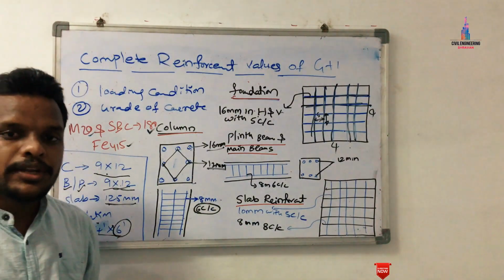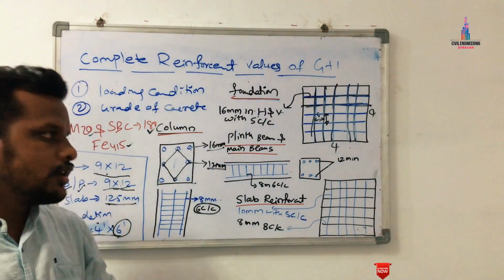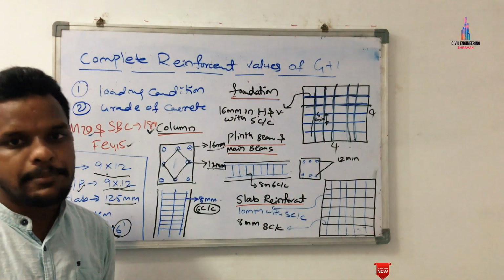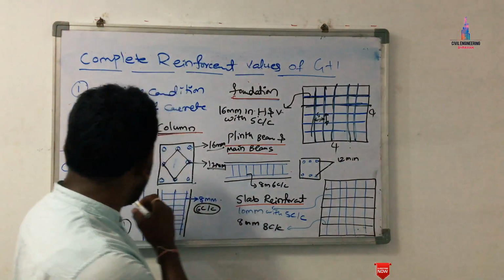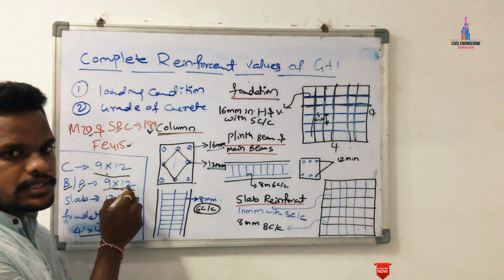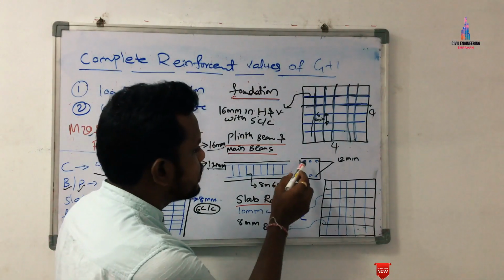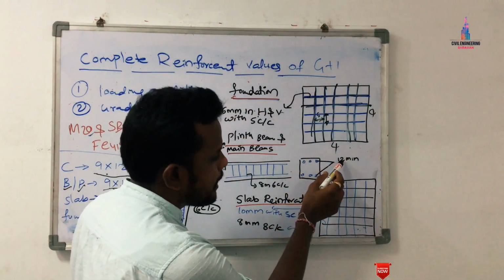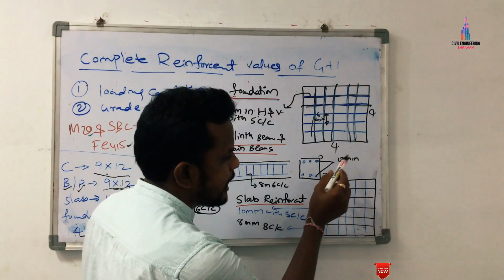Now I will explain the reinforcement details for the main beam sections, which exist on the ground story as well as the first slab. For that section, we take the same dimensions of 9 inches cross 12 inches. We will provide 3 top bars of 12 mm diameter, and 3 bottom bars of 12 mm diameter.